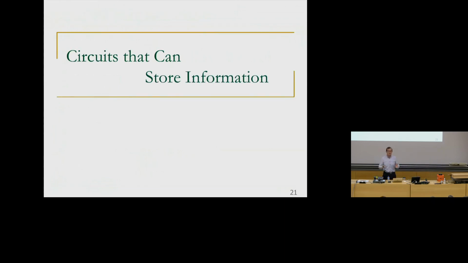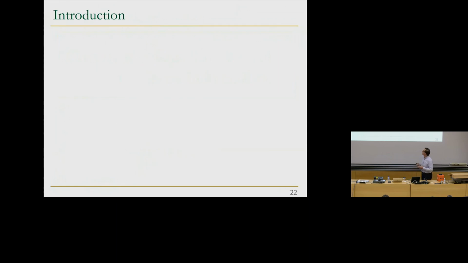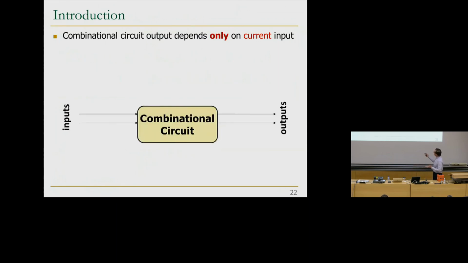Combinational logic cannot store information. That's by definition. So basically, this is our combinational circuit. Inputs change and outputs change, and the current output depends only on the current input. There's no memory in this circuit.